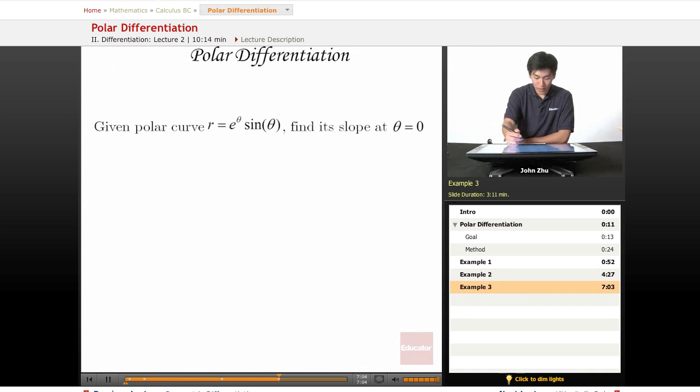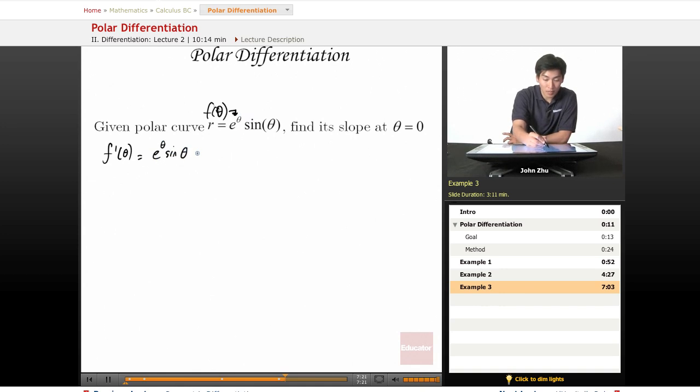And for our final example, we have a little more complicated r value, but that's okay because that doesn't matter to us. We just simply need this to find the f prime of theta. So we get derivative of the first term times the second term plus derivative of the second term, cosine, times the first term. So this equals e to the theta times cosine of theta plus sine of theta.